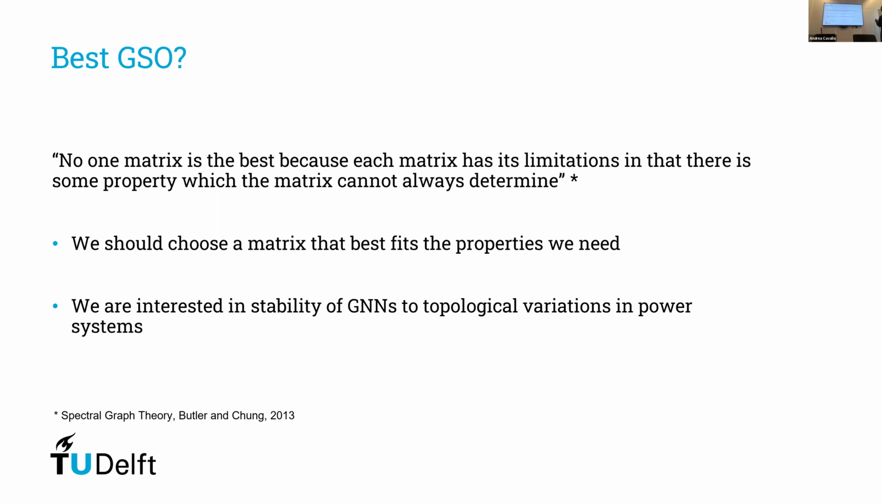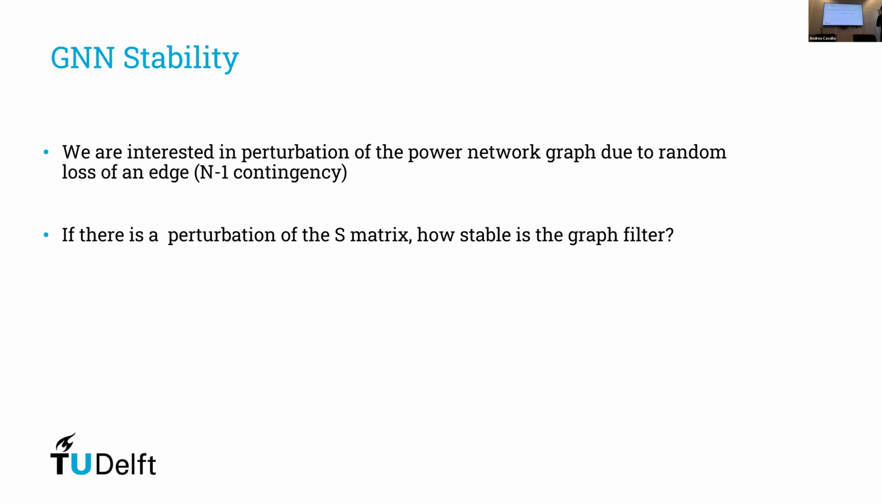Topological perturbations in power systems can be induced by planned and unplanned outages. There is this notion of n-1 contingency in power systems, which simply means that a line goes out.